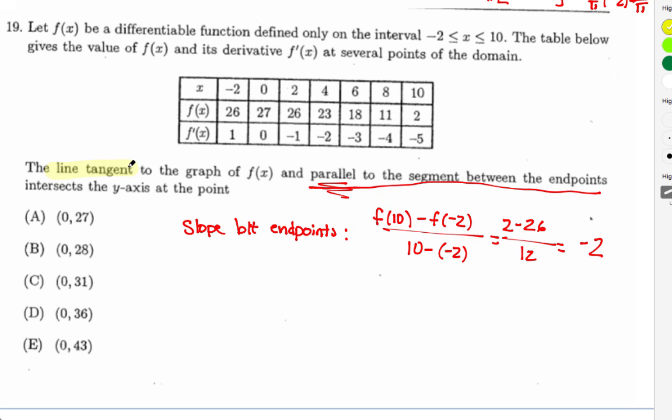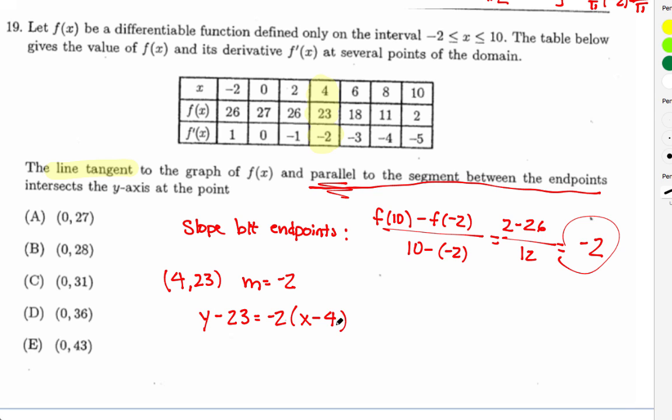So basically, in order to have tangent, we need the same slope. So where is the slope negative 2? Right here at the point (4, 23), the slope is our negative 2. So they are parallel. So basically, now we just want to find the equation of that line. So the point is (4, 23) and the slope is negative 2. So we have y minus y1 equals the slope times x minus x1. y equals negative 2x, that's plus 8, plus 23 is plus 31. Where does it intersect the y-axis? Well, the y-intercept is 31, so that answer is C.